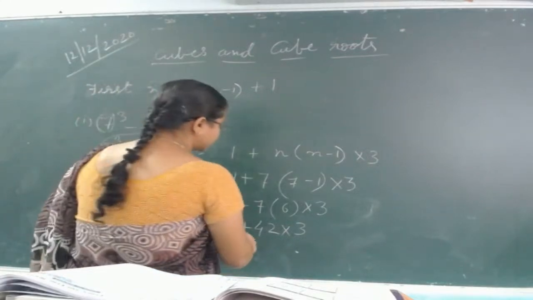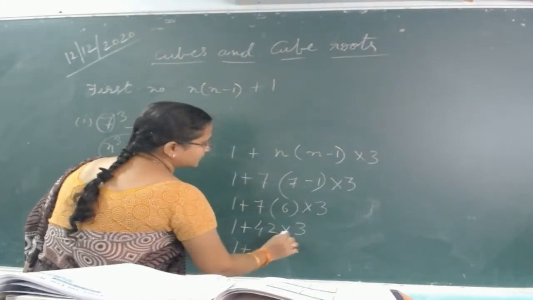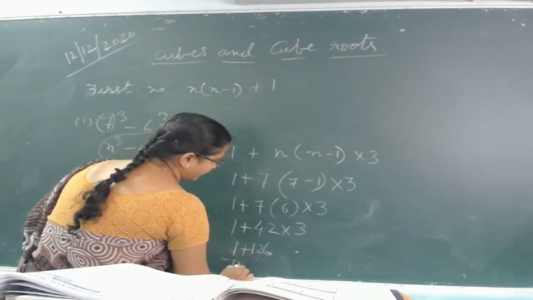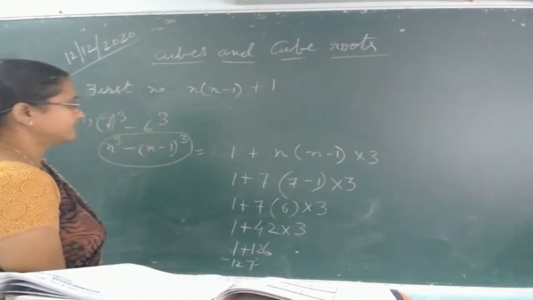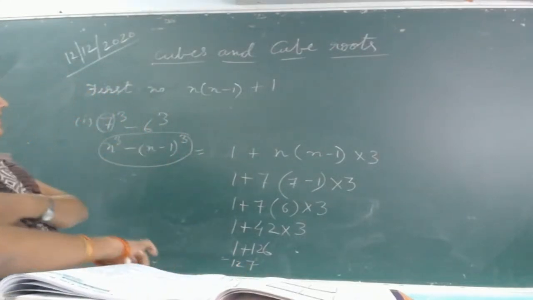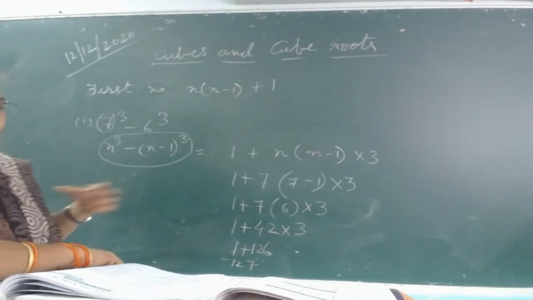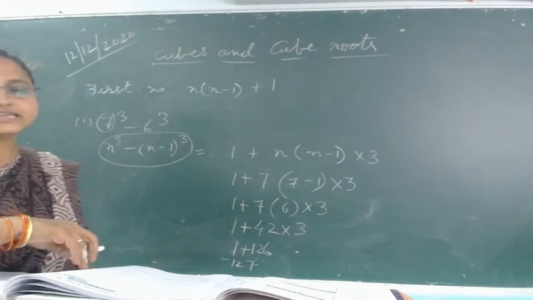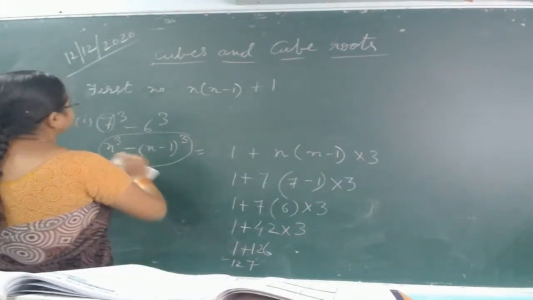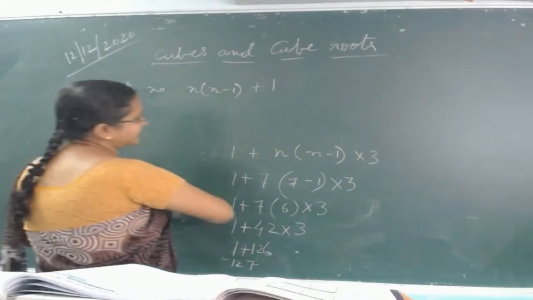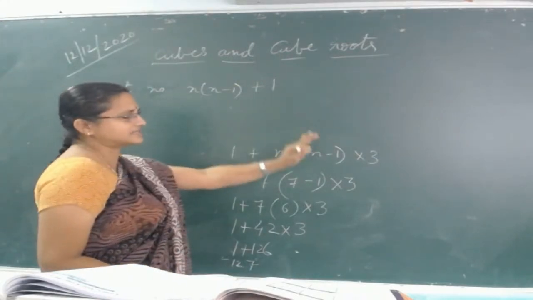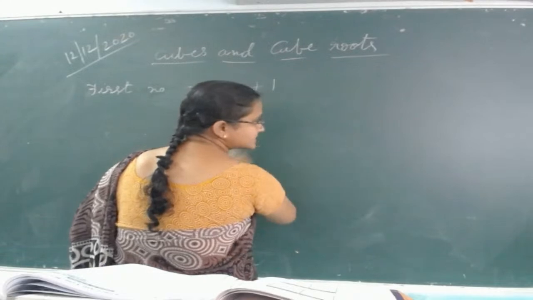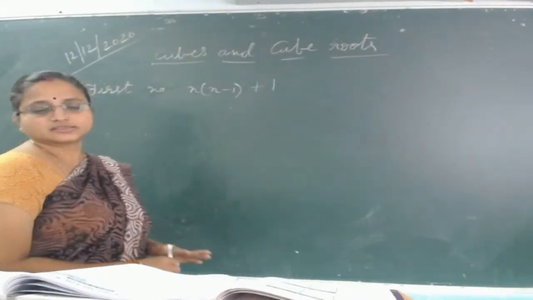Okay? Now, see. 1 plus 4 into 2, 3 2s are 6, 3 4s are 12. So that is equal to 127. To find the value of 7 cube minus 6 cube, that value is equal to 127. If you are given any such sum, then you can do it. That is the formula for finding it out: 1 plus n into n minus 1 into 3.